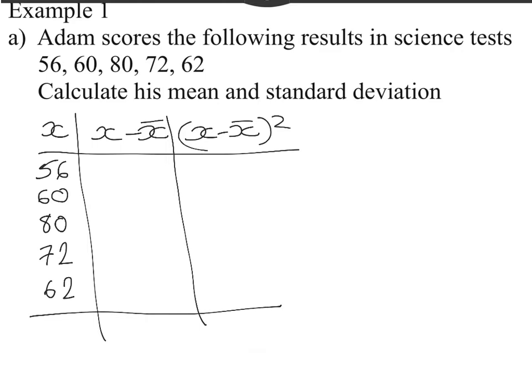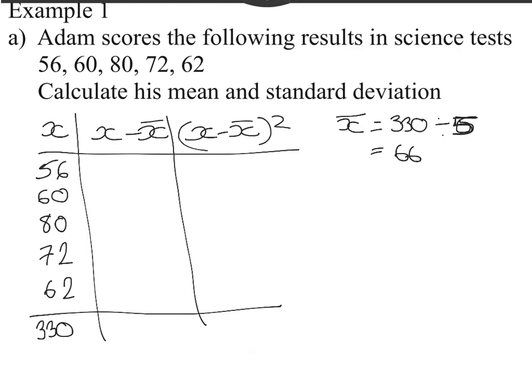What we're going to do now is if we add up all these numbers, this comes to 330. So our first thing to do is go get our mean. Now, our mean is the total of all the numbers divided by 5, because there's 5 numbers in the list, and that gives us 66. Sorry, that looks a bit like a 6. So our mean is 66.